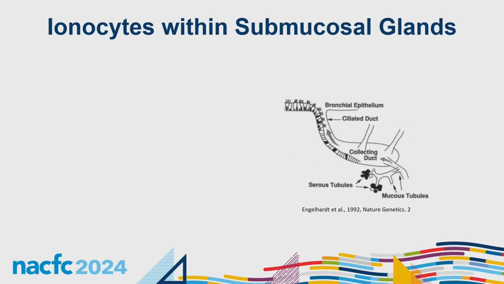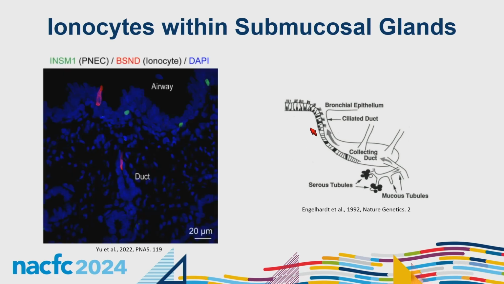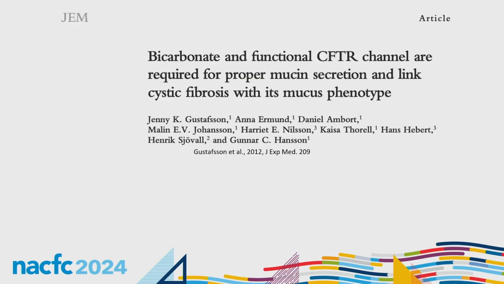We know that in CF, submucosal glands are abnormal in terms of their morphology and the fluid that is secreted within them. And recently it was found that ionocytes are identified within submucosal glands. We can see that they were identified in the duct and the surface epithelium as well. Studies in the past have shown that bicarbonate and a properly functioning CFTR channel are required for proper mucin secretion into the airway.